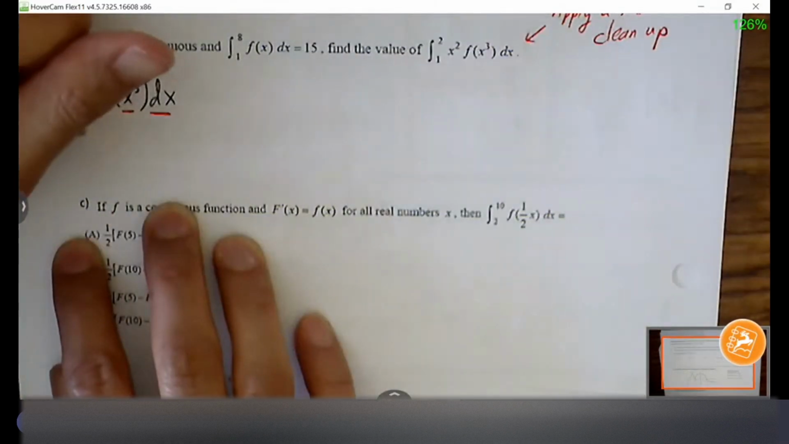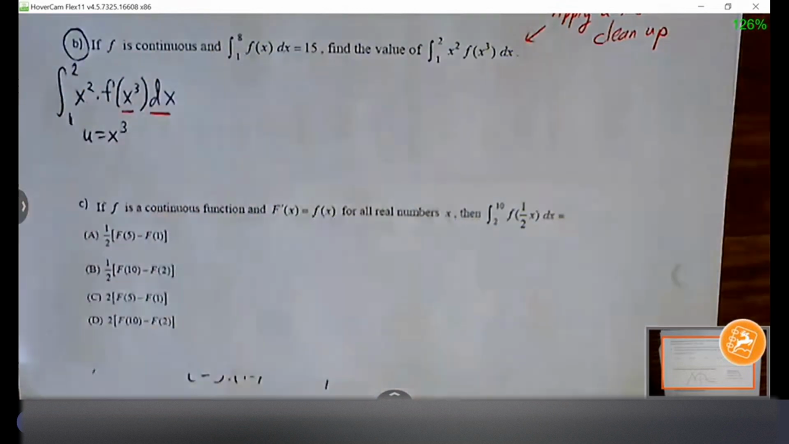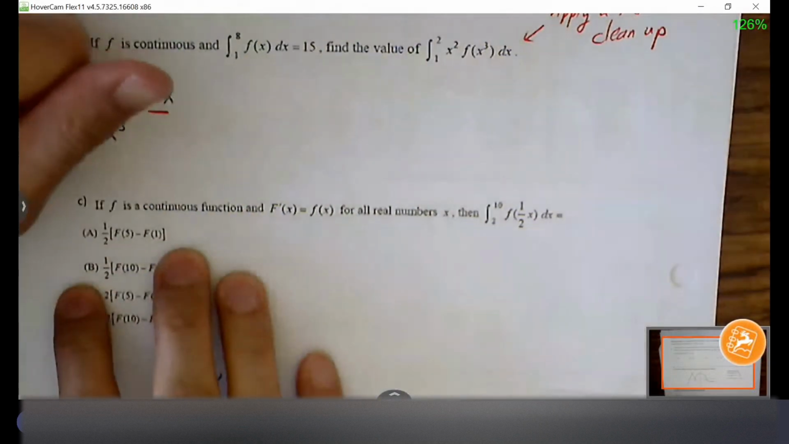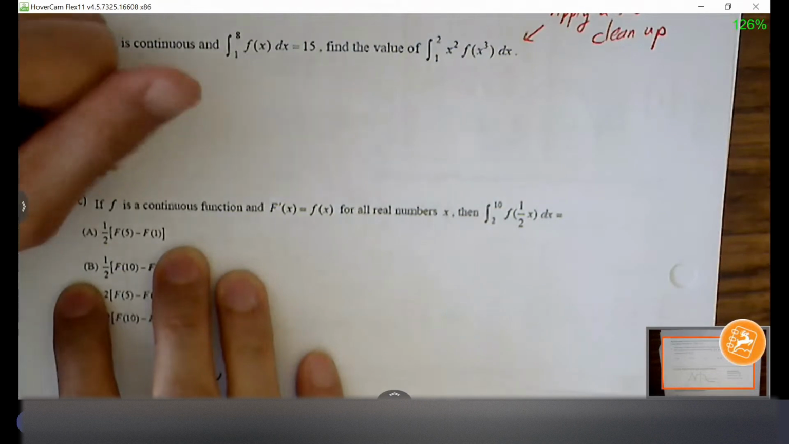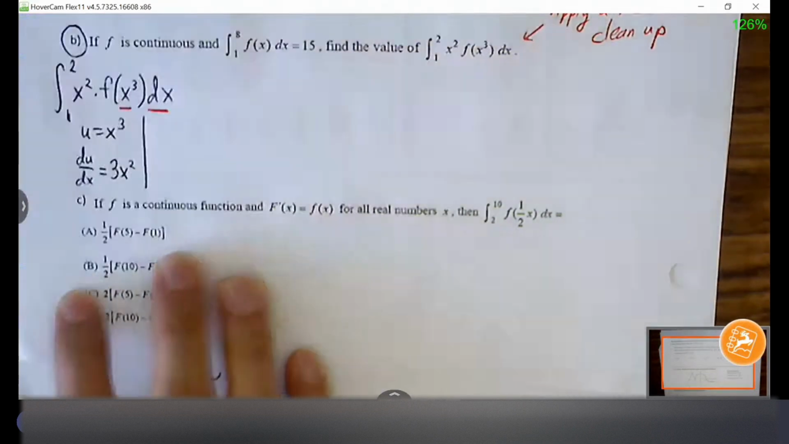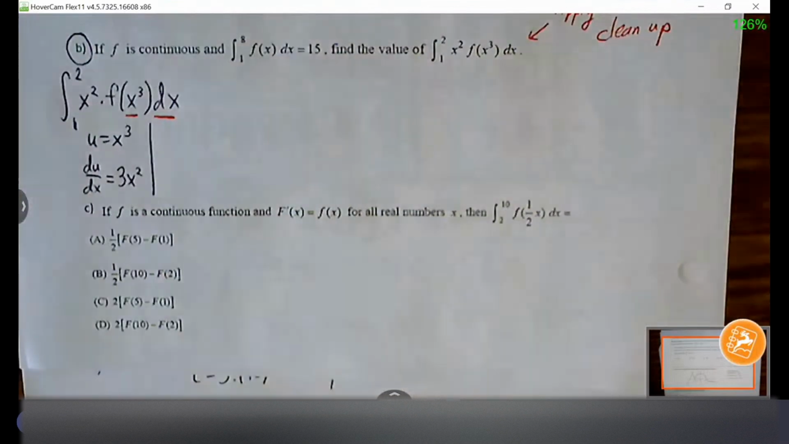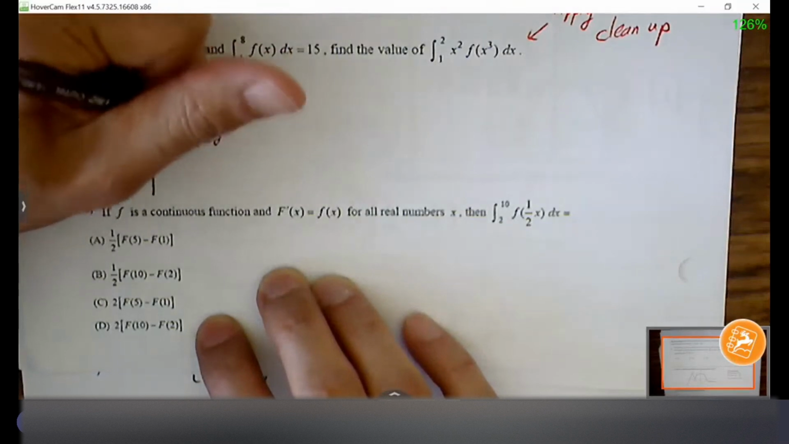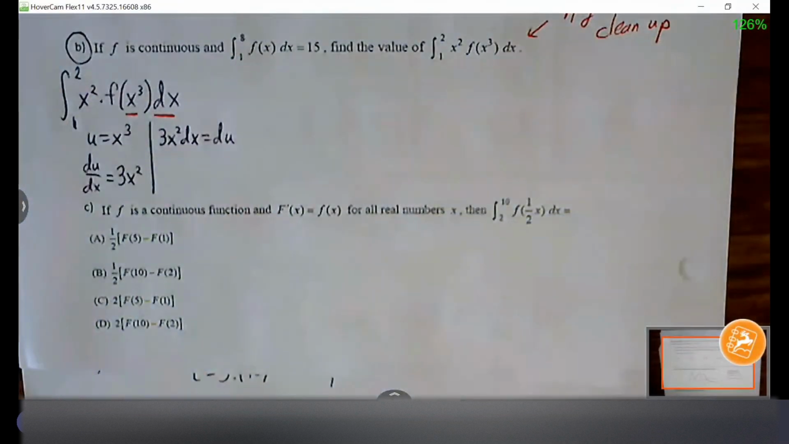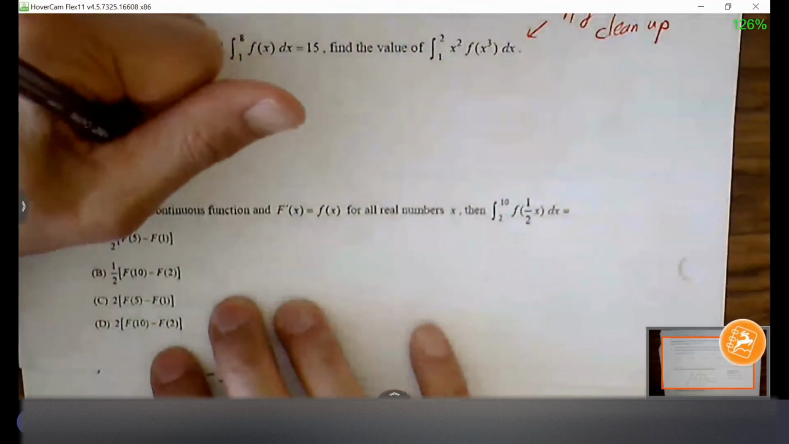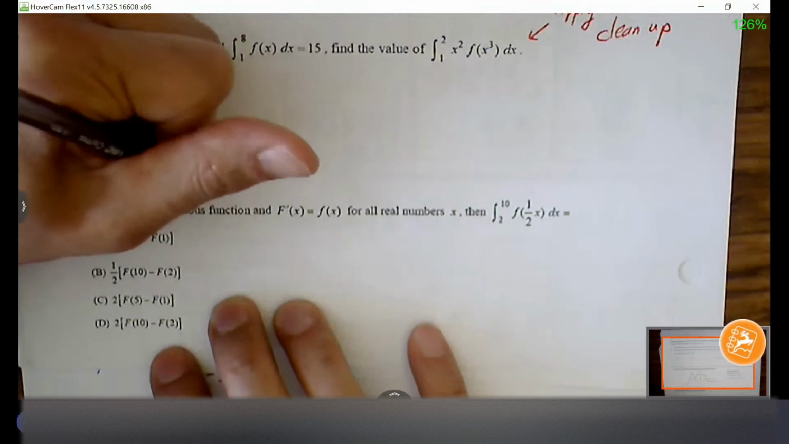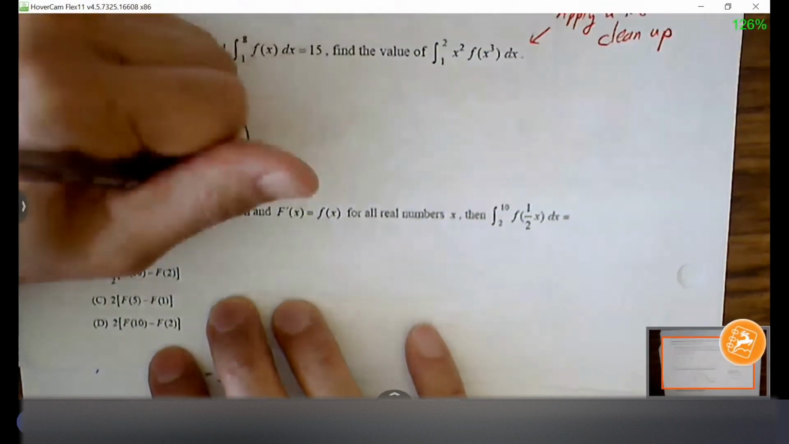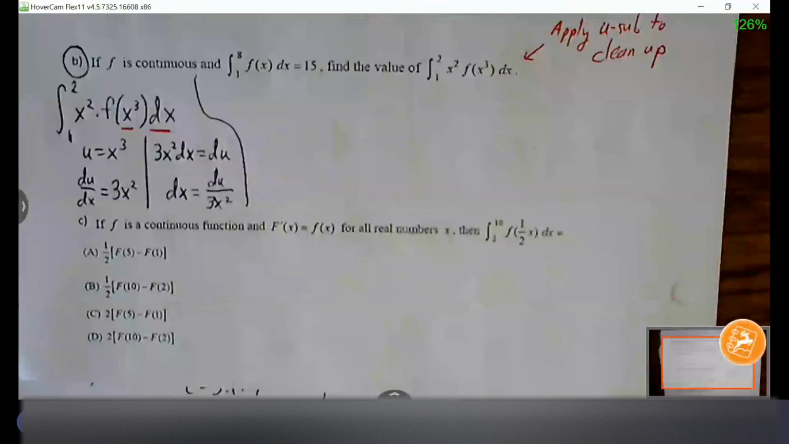So we'll let U equals x cubed. Our derivative, du dx, is 3x squared. Cross multiply to solve for dx. So I'll say 3x squared dx equals du. Divide both sides by 3x squared. And now we're going to substitute what we found into the expression in the hopes that we can eventually get our entire expression in terms of U.